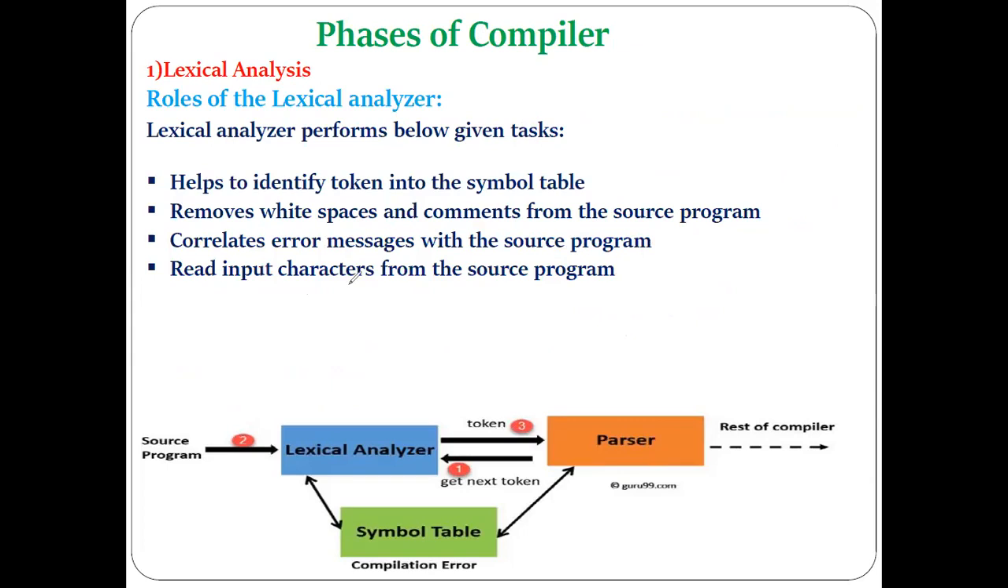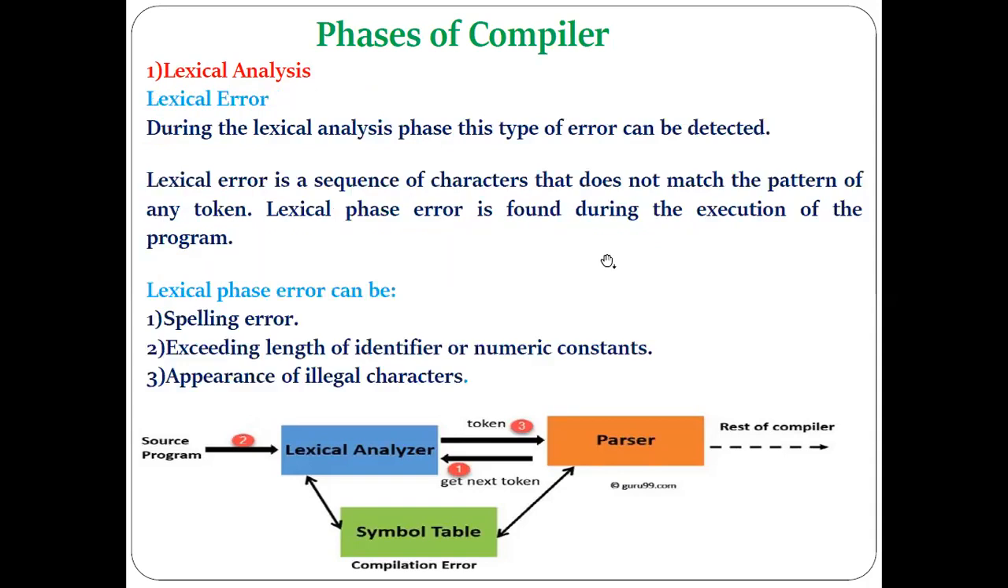This scenario we discussed in detail last time, and also the role of the lexical analyzer. The first main role of the lexical analyzer is to identify the tokens, then remove the white spaces and comments from the source program, and find the errors in your source program. This is done by reading the input characters from the source program. These are all the functionalities performed by the lexical analyzer.